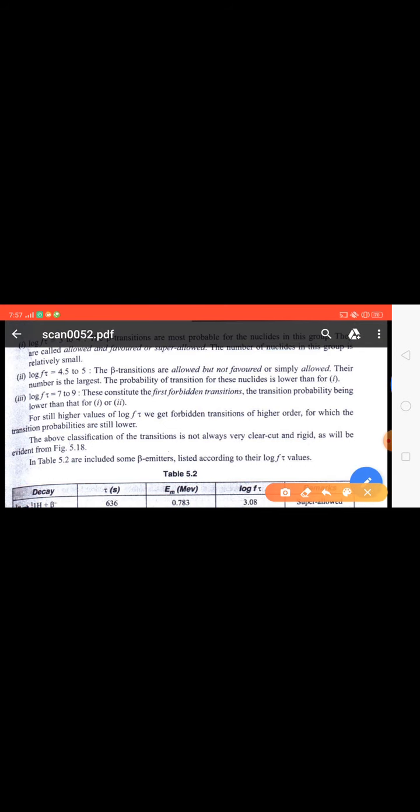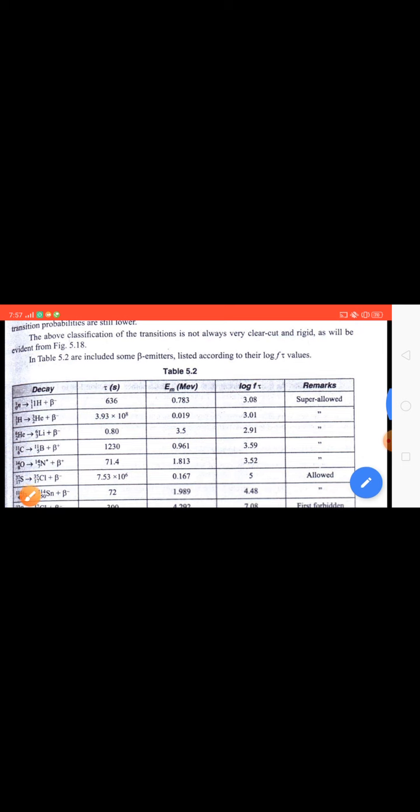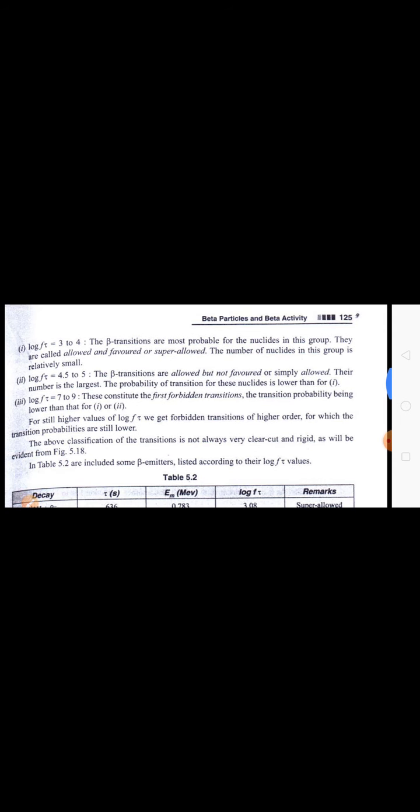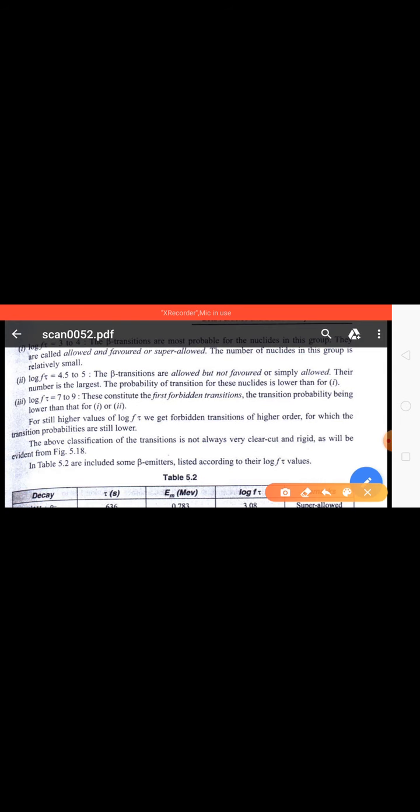Next, the log Ft value from 4.5 to 5. In this case, the beta transitions are allowed but not favored, or simply allowed. Their number is the largest. The probability of the transition for these nuclides is lower than for point number 1, 3 to 4. So this is lower than point number 1. So log of Ft value from 7 to 9, these constitute the first forbidden transitions.